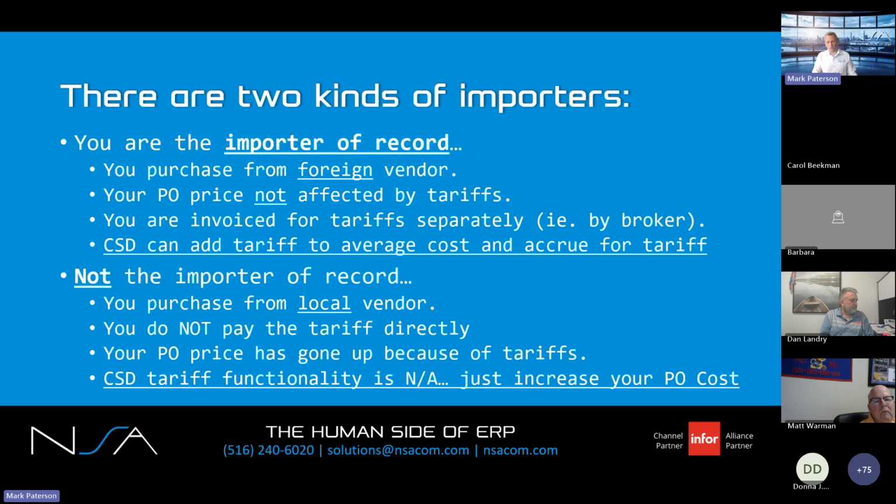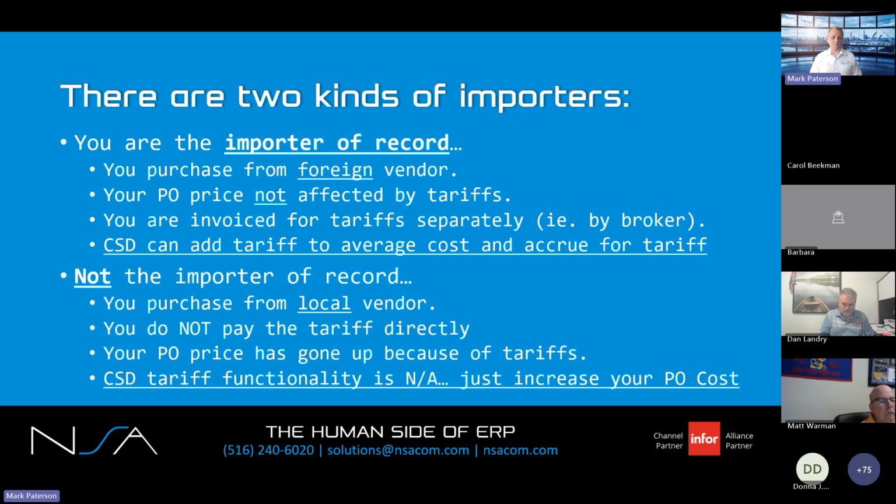Two kinds of importers is what I'm running into, and it's not always clear what the difference is in terms of how you would have to treat it. So the first item here is if you are the importer of record. That's if you purchase the item. So you enter a purchase order and the vendor you're dealing with is in another country. Your PO price that you pay that vendor is not changed by the tariff. You've been paying them something for years and years. It's unchanged by the tariff. They make the same money as always.